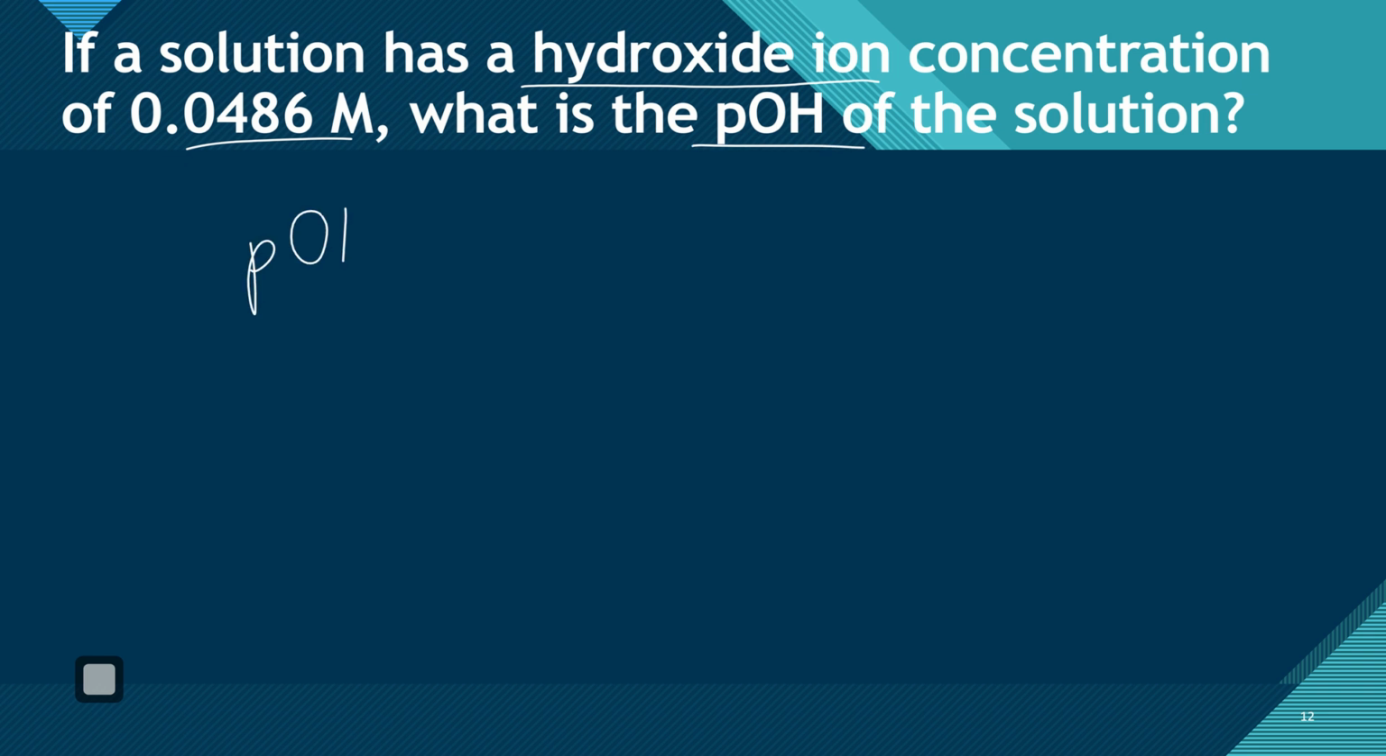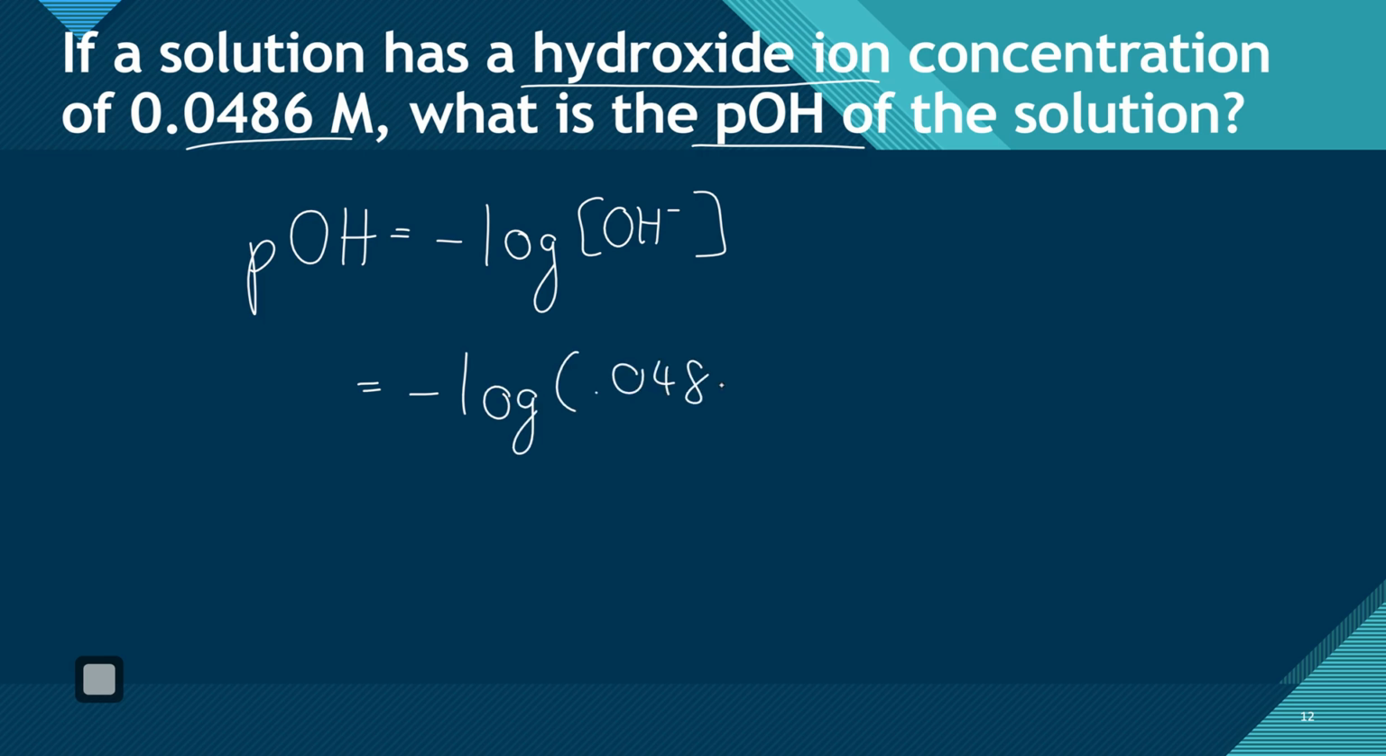So again, pOH would equal negative log of the OH minus. So I would do negative log of 0.0486 and I get 1.31. There are no units for pH and pOH, if you didn't notice me not putting any units down on those first couple problems. So it's either no units or molarity. But 1.31 would be your answer.